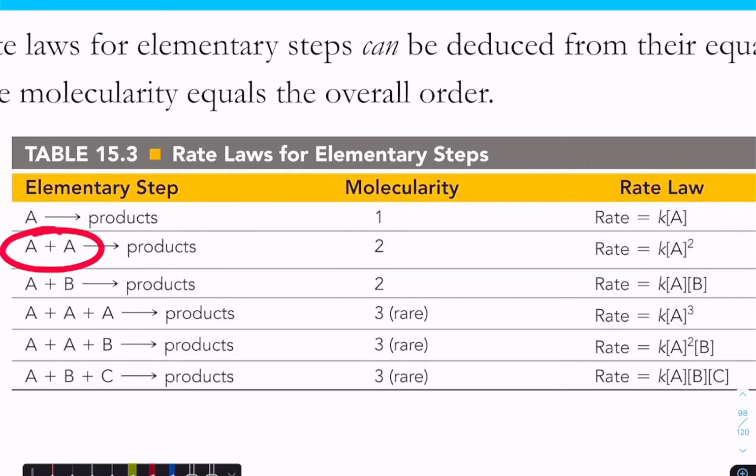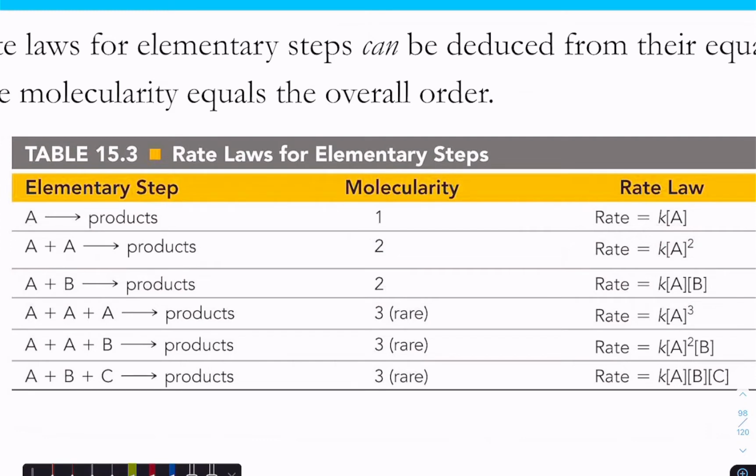If we have A reacting with another molecule of A, our molecularity is 2 molecules involved, so it would be bimolecular. Then the rate law for that elementary step is going to be K times A to the second, so second order with respect to A. And following from that, if we have A reacting with B, again it's bimolecular, but now it's 2 different molecules. Still a molecularity of 2, K times A times B. So overall second order, but first order with respect to each of the reactants.